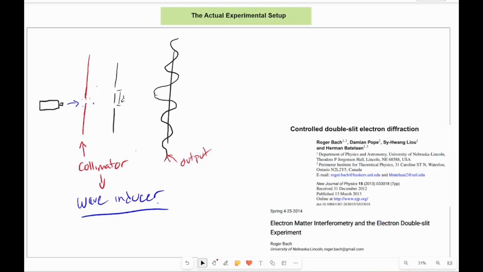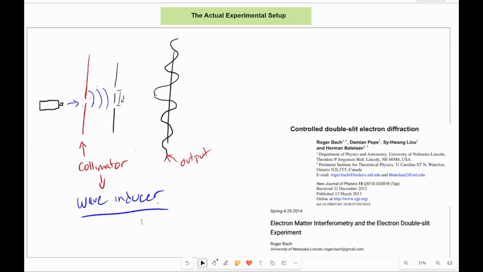And so basically we're going to get this pattern. This helps to get the wave information to both slits evenly. Whereas if you don't have this collimator, I don't think the wave-like characteristics of an electron are going to be as prominent. You probably can still measure some sort of interference pattern, but I think that the introduction of this wave-inducing slit is going to increase the signal quite nicely.